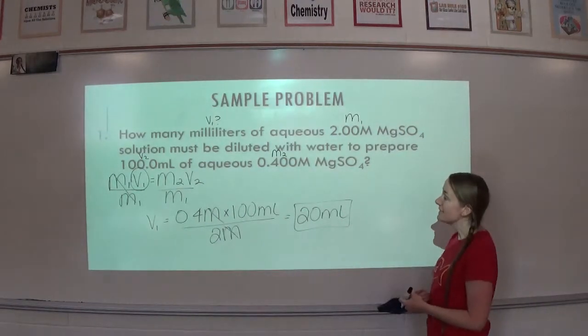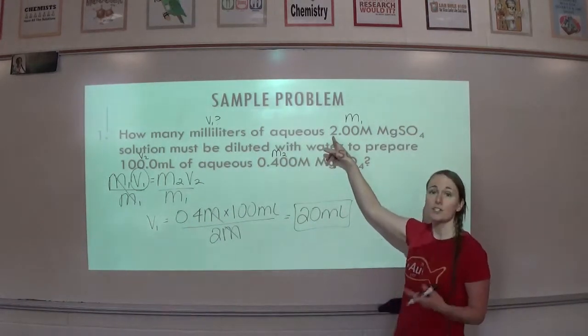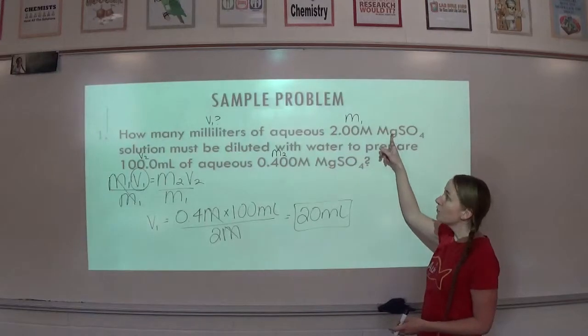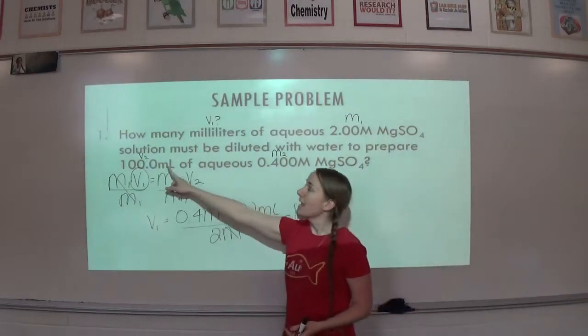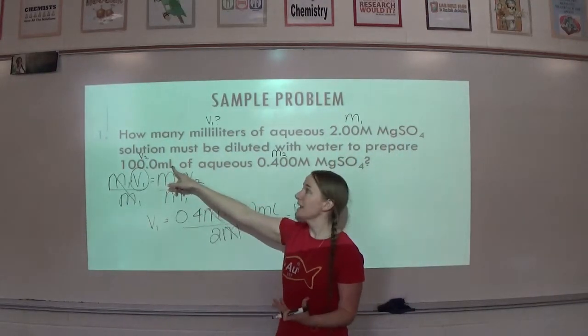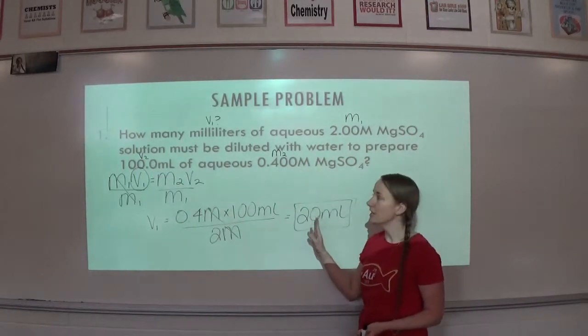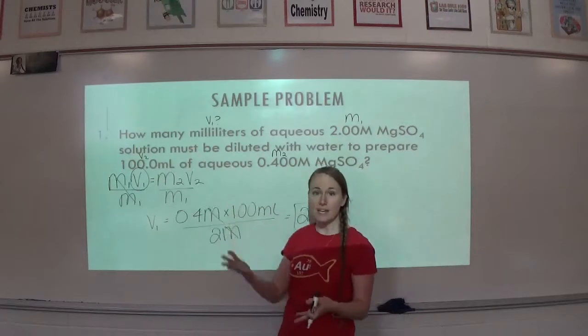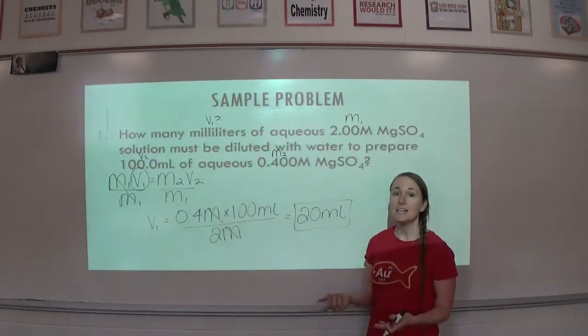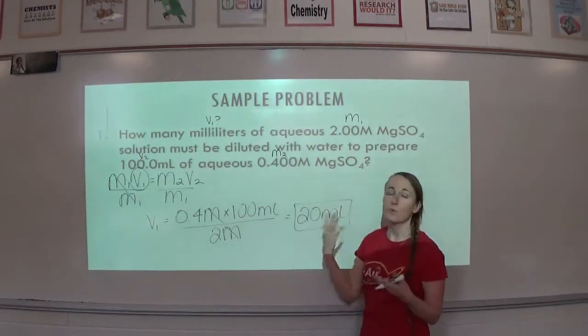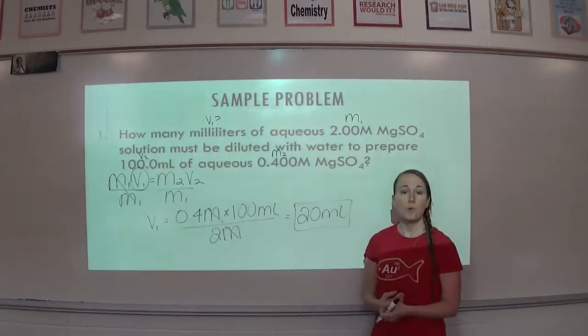So what that means is I need to start with 20 milliliters of 2 molar magnesium sulfate, and then I need to add 80 milliliters of water. The reason I say 80, because I know I'm pointing to 100, is that's with the 20. We dilute it to a volume of 100. So I add 80 milliliters of water, and then that will reduce the concentration down to 0.4.